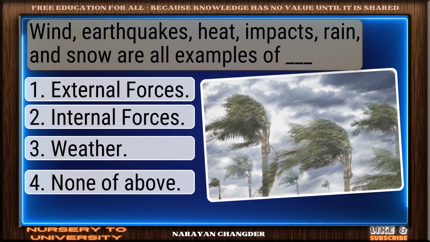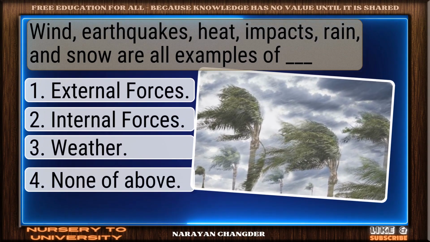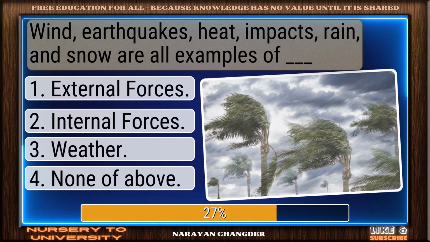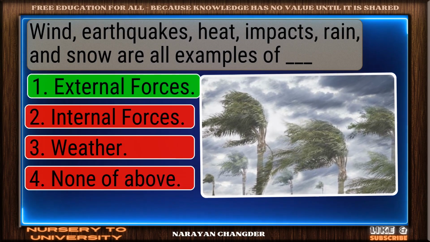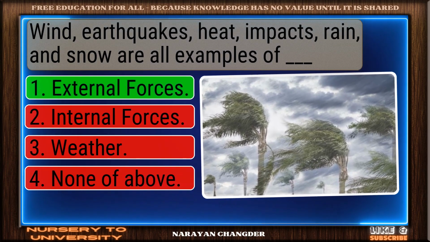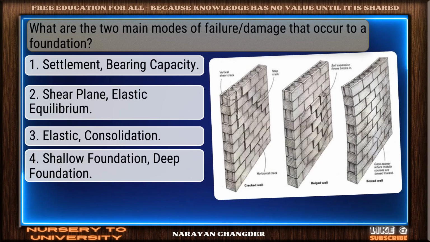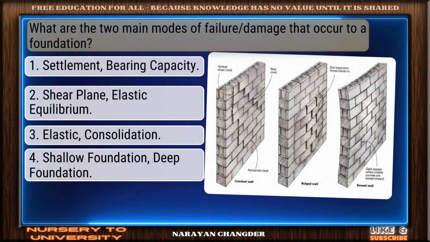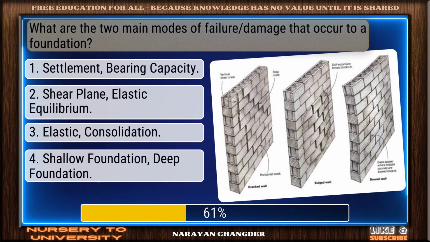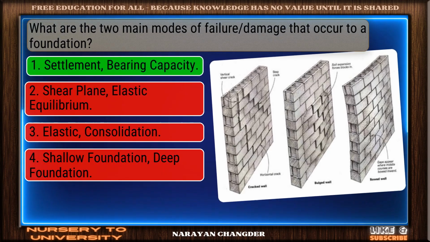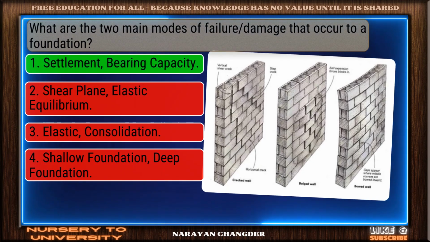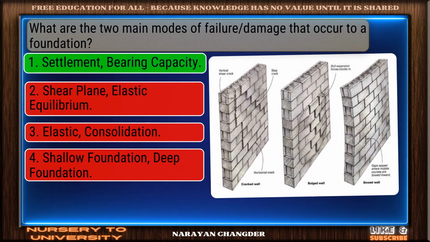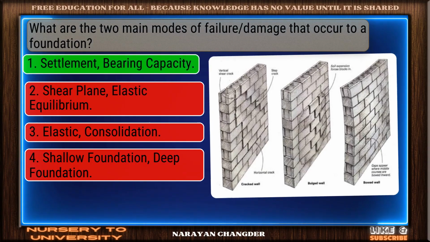Wind, earthquakes, heat, impacts, rain, and snow are all examples of dash. Smart pick. External forces is the correct choice. What are the two main modes of failure damage that occur to a foundation? Good job. Your answer settlement. Bearing capacity works well here.